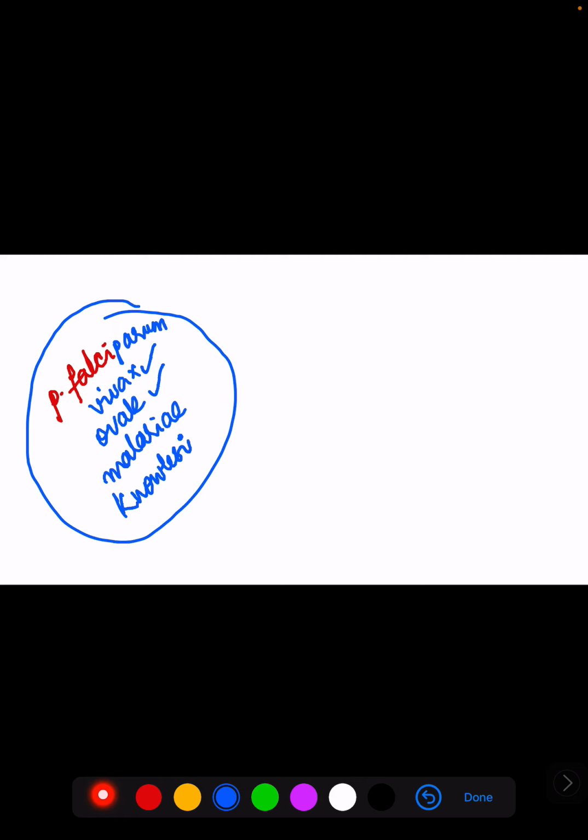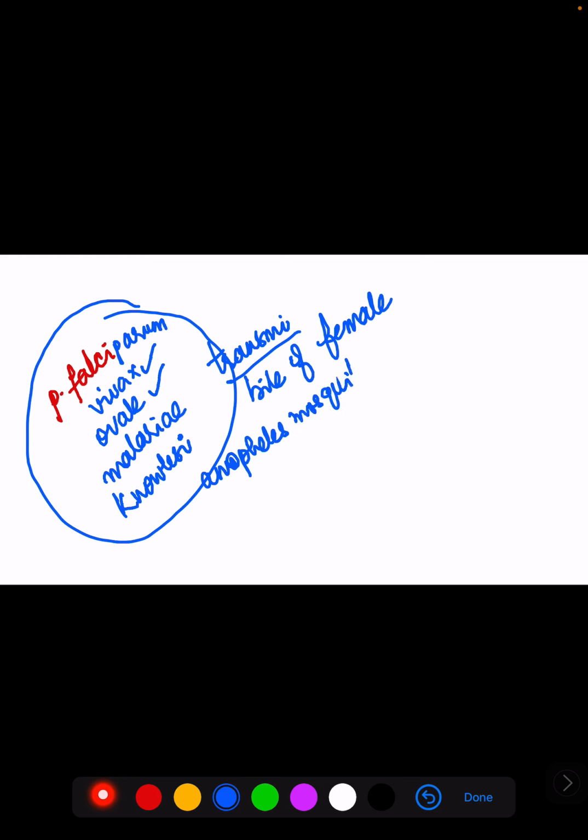So how is this transmitted? Malaria is transmitted by the bite of the female Anopheles mosquito. Which mosquito? Female Anopheles mosquito. And this malaria occurs throughout the tropics and subtropics.